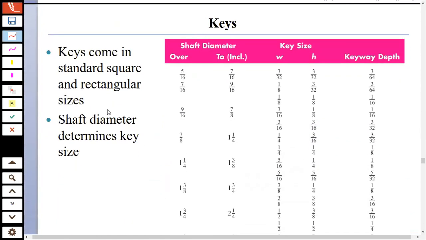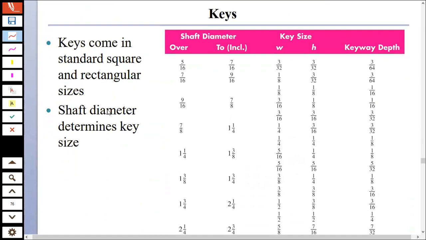Achha, similarly, keys come in different forms, and I'm sure that you have heard the names of these keys, for example, square keys, rectangular keys, woodruff keys, and so on. So keys come in standard square and rectangular size, and shaft diameter determines the key size. For example, यहाँ पे if you look over here, it says shaft diameter over or to include.